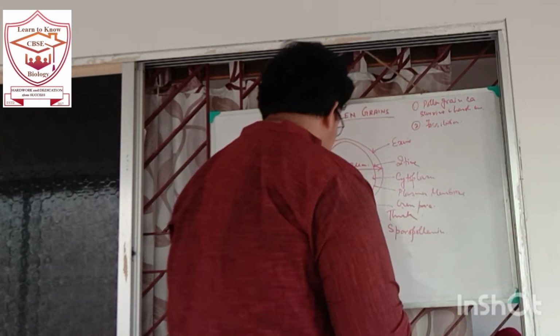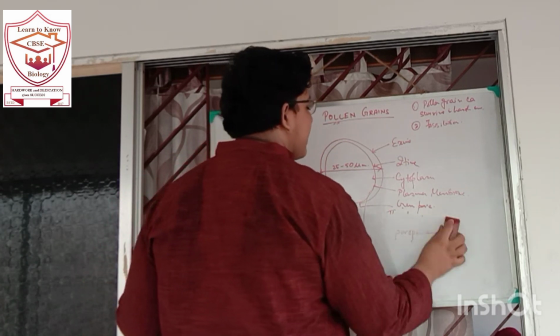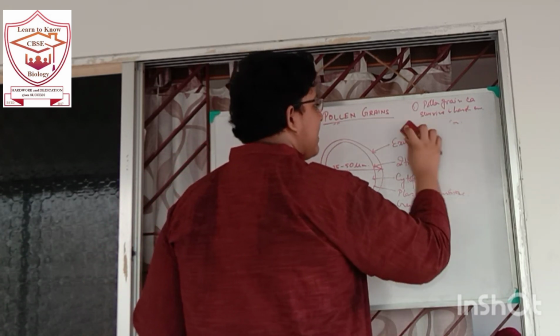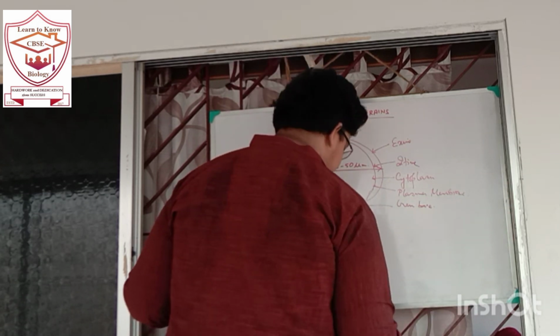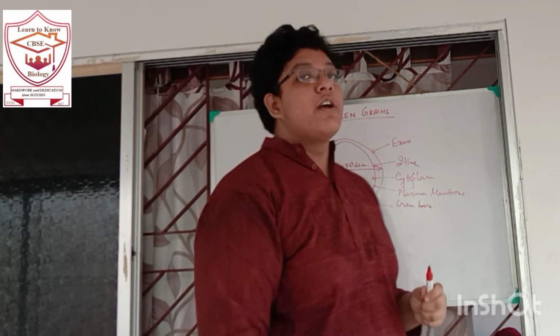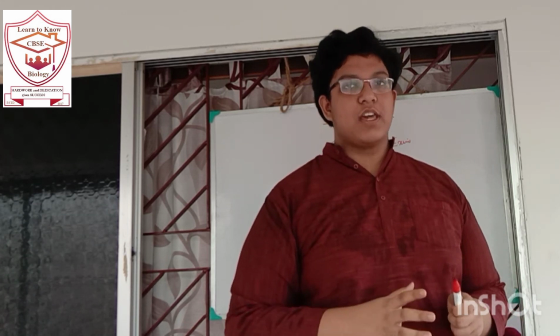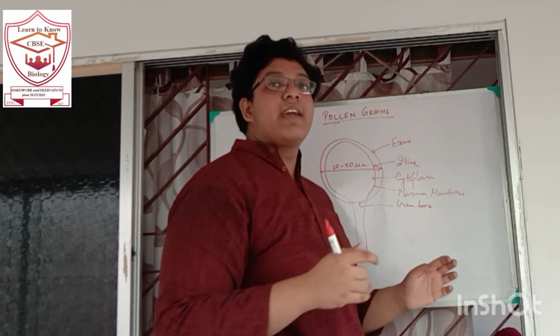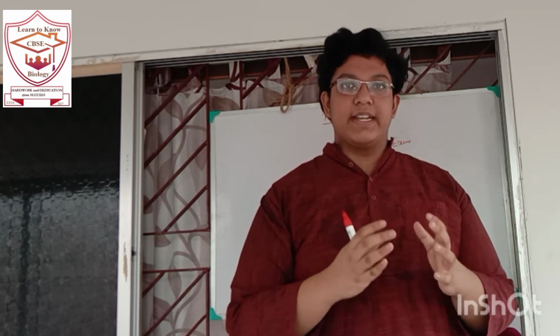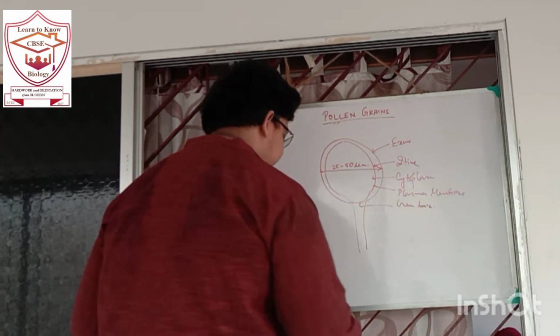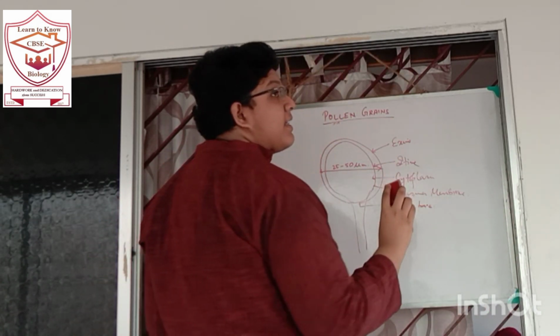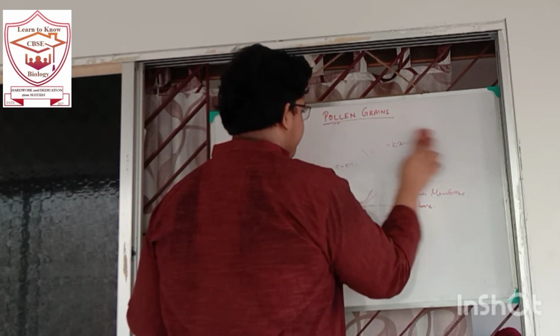Now we move on to intine. Intine is made up of cellulose and pectin. It is the inner layer of the pollen grain, where exine is involved in protection and fossilization. The intine holds the cytoplasm intact in it. Intine is made up of cellulose and pectin.